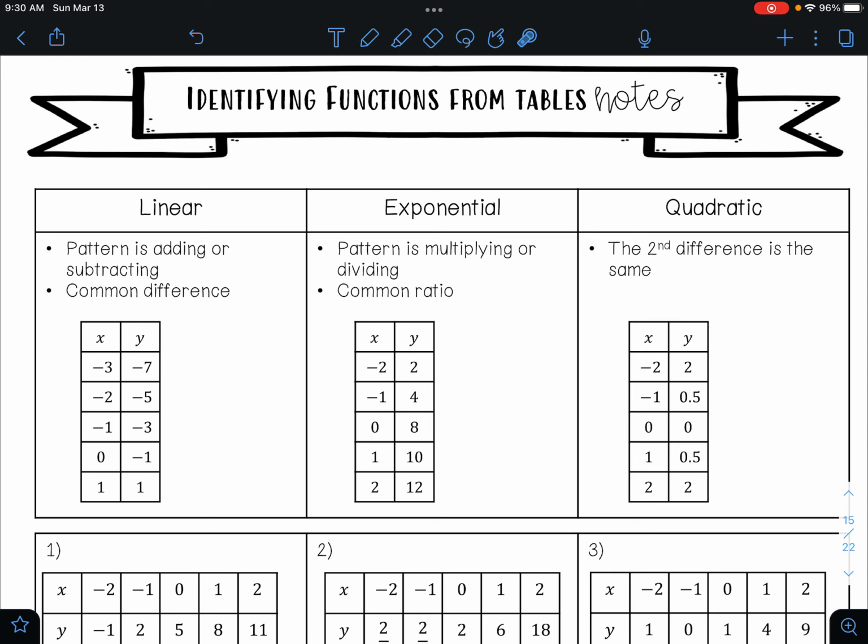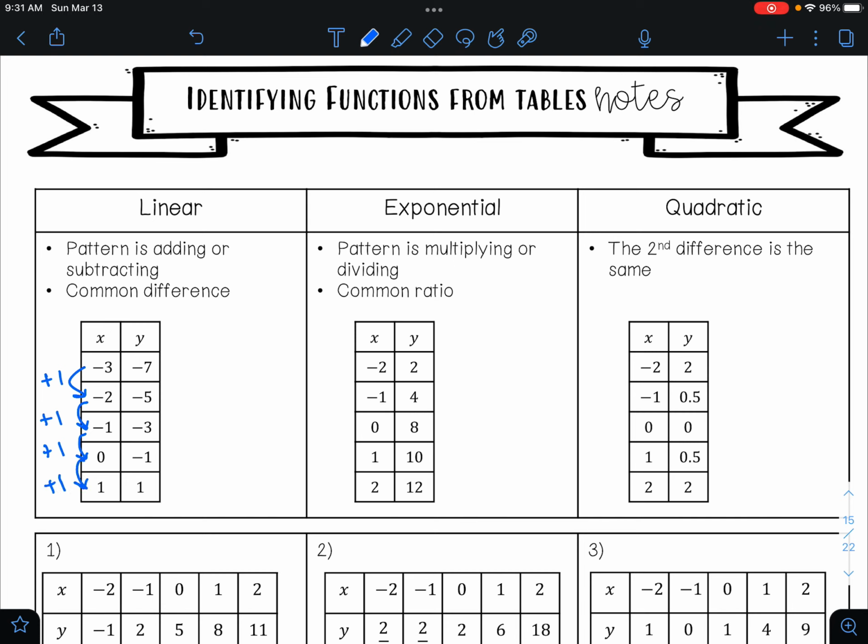So let's look at the linear function here. Here we're given a table of values, and what I'm going to do is just look at the patterns. To go from -3 to -2, I add 1. To go from -2 to -1, I add 1. From -1 to 0, I add 1. And from 0 to 1, I add 1.